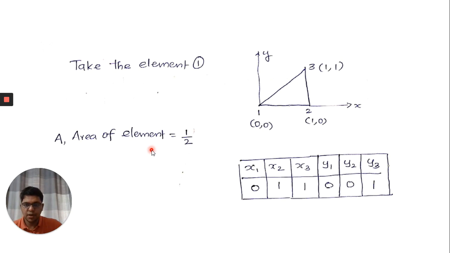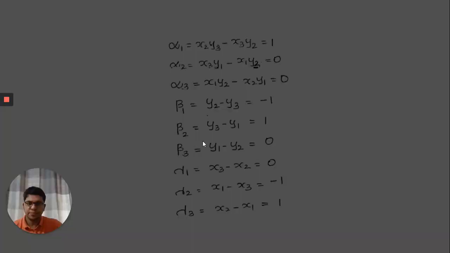Then I need to find the area of the element. The element is represented using a right angle triangle. So the area is equal to half into breadth into height. So you are going to get half.